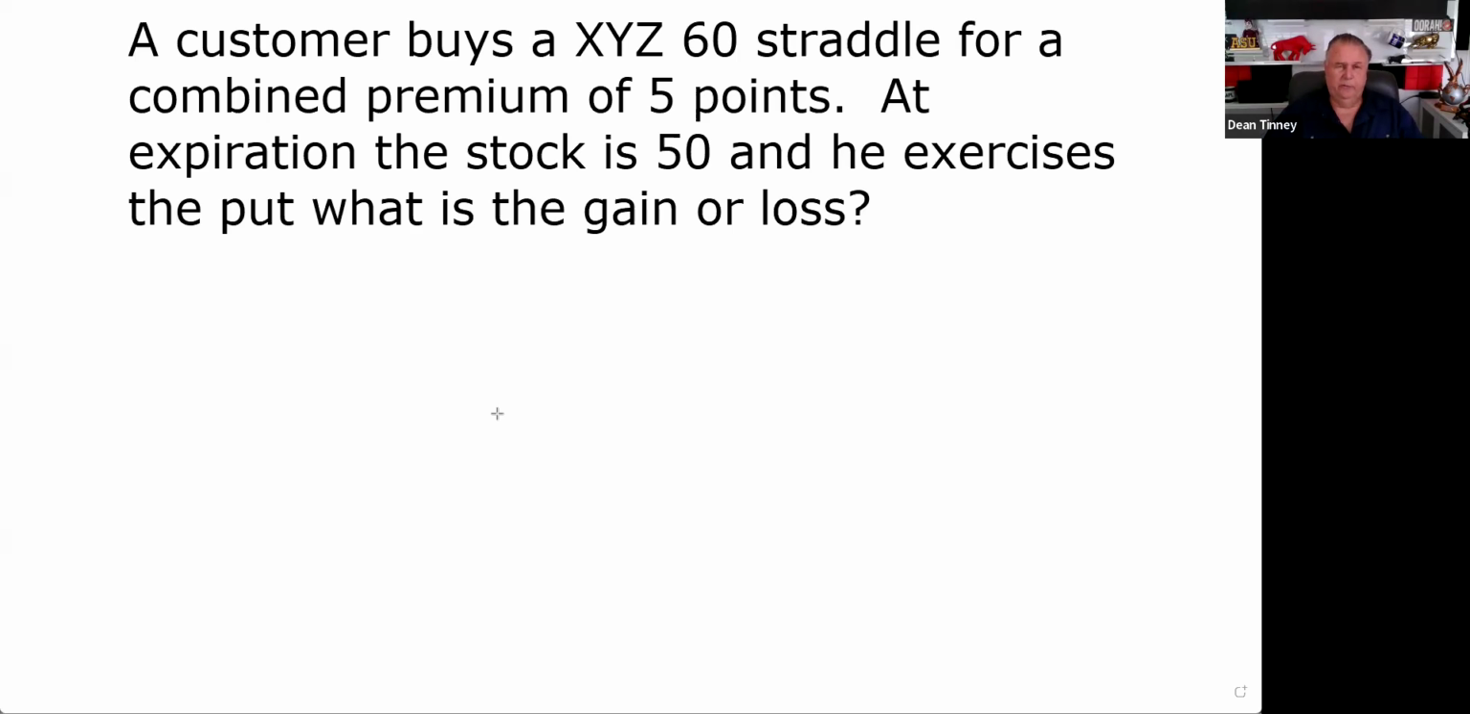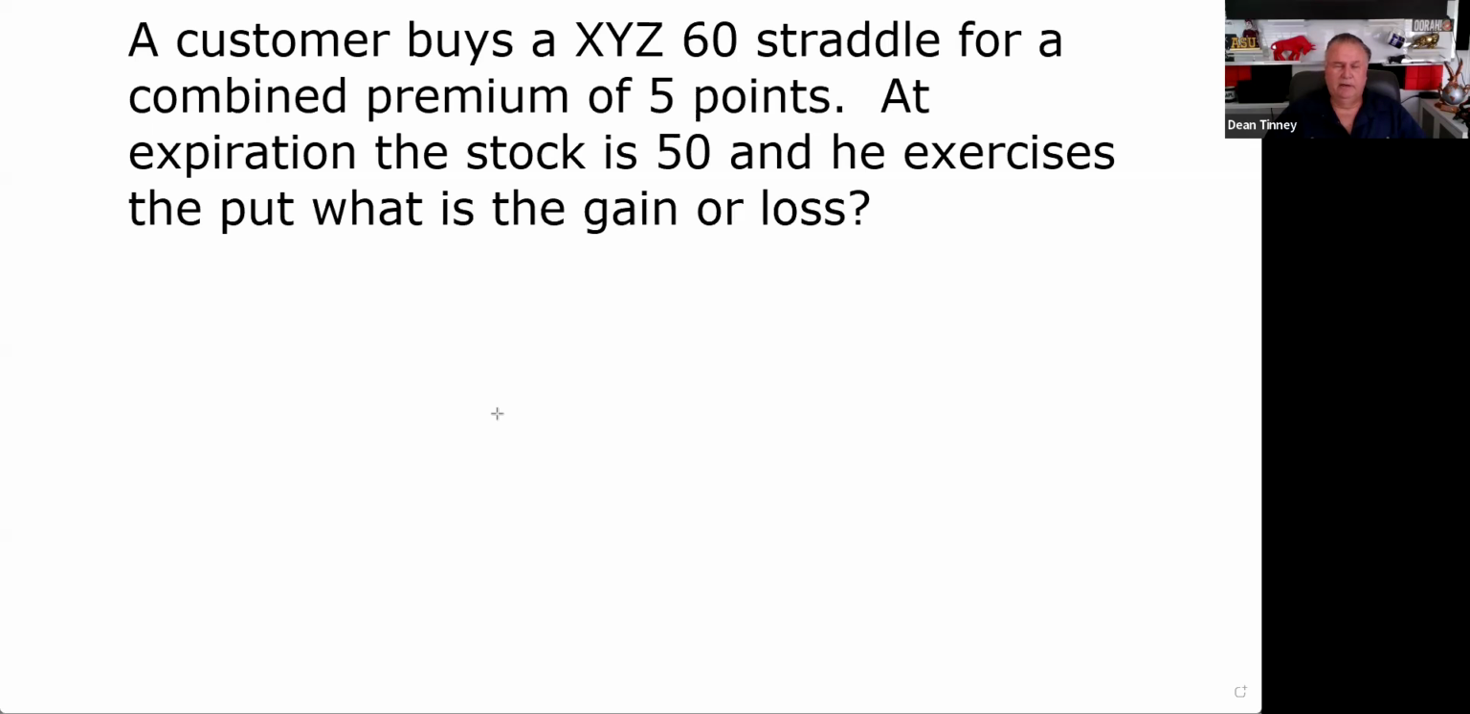Here is today's request. A customer buys an XYZ 60 straddle for a combined premium of 5 points. I could have said just 5 points, but it's kind of nice to say it's combined. At expiration, the stock is 50 and he exercises the put. What is the gain? Now, they told you this is a straddle, but on the test, you should be able to identify a straddle.